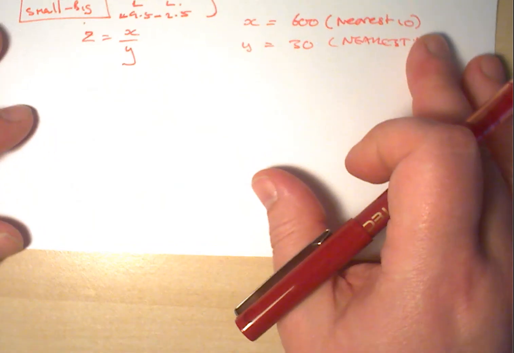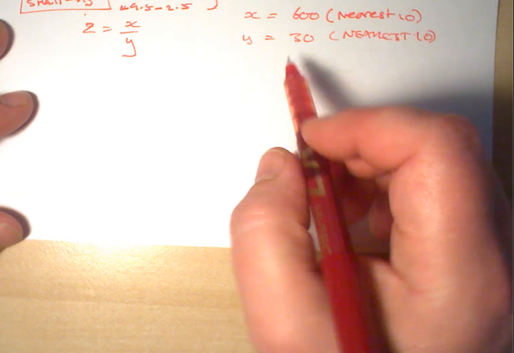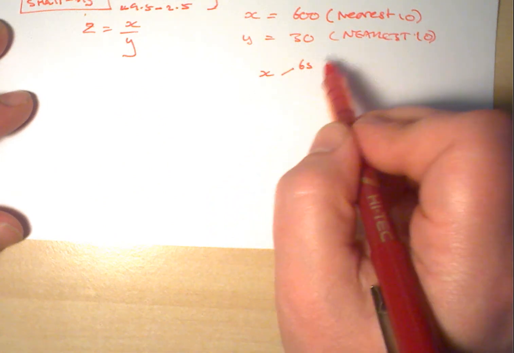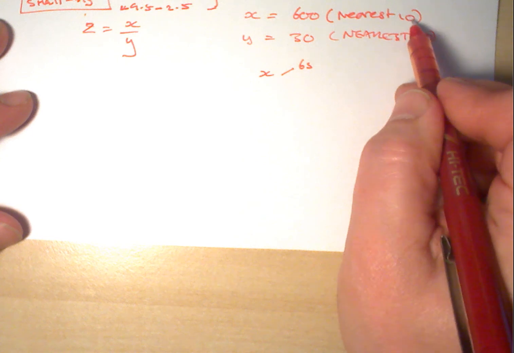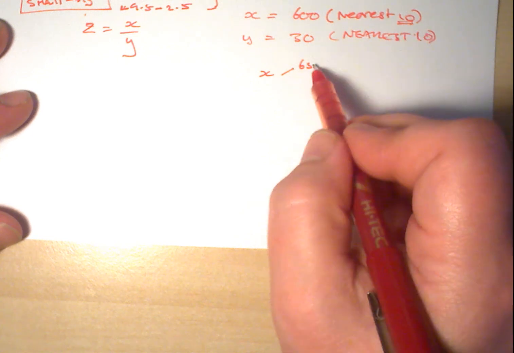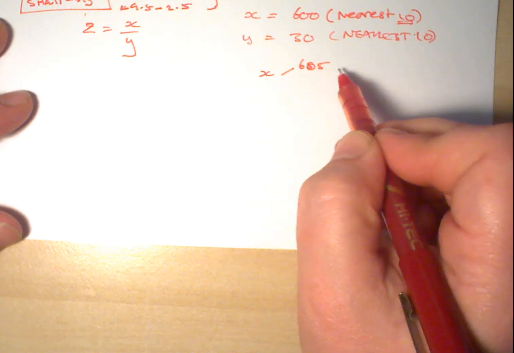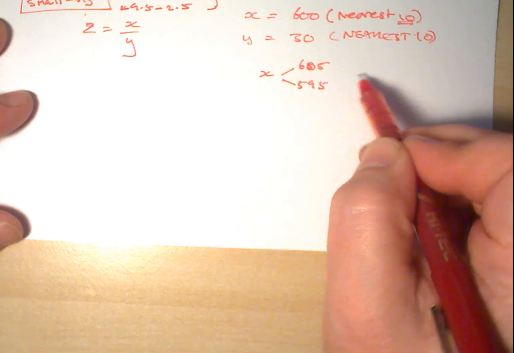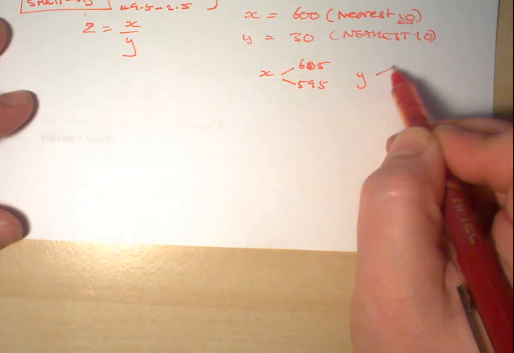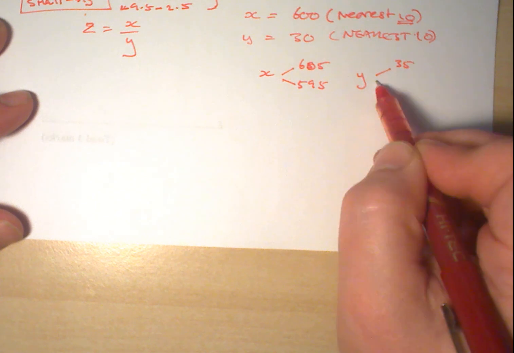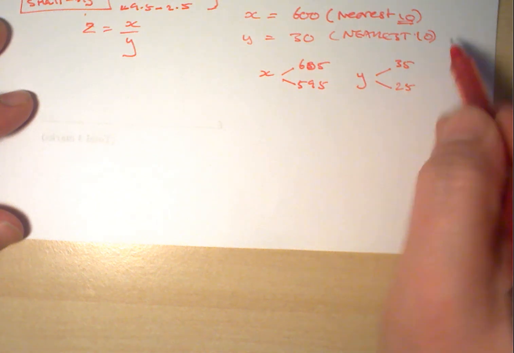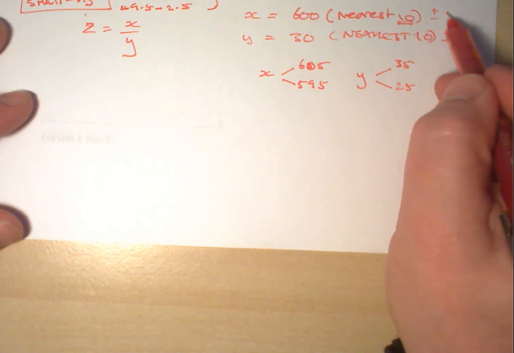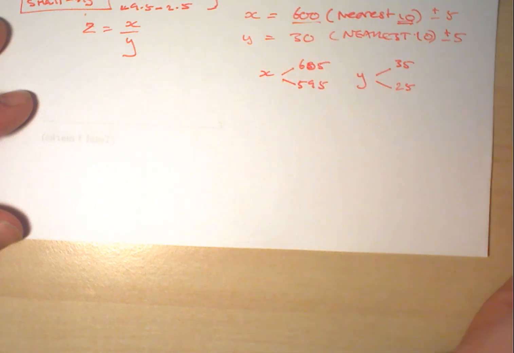Now these are the ones that people hate the most. So 600, x could have been 650. Oh, sorry, it's the nearest 10. Careful, nearest 10, so it's plus or minus 5. So 605, or 595. Notice I nearly made that mistake. So 335 or 325, and plus or minus 5. See, I nearly assumed that was to the nearest 100.